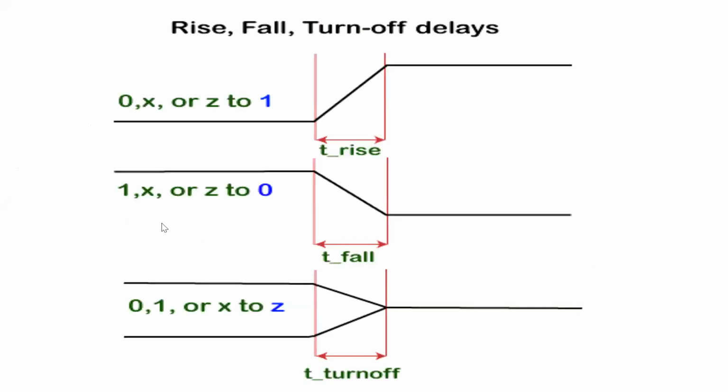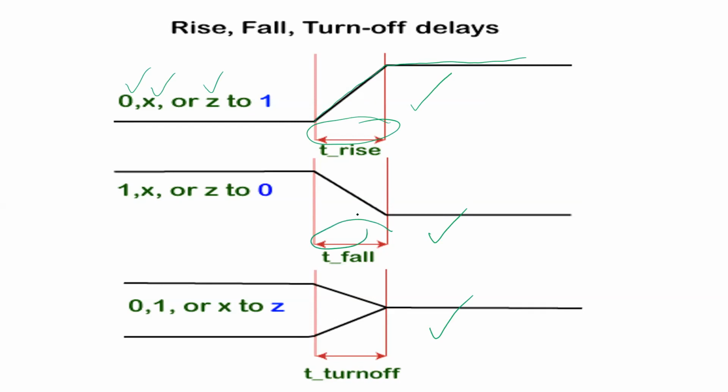See, here are the pictures representing each delay. This is the rise delay, this is the fall delay, and this is the turn off delay. Rise delay means from 0 or X or Z to 1. Here is the 0 or X or Z, and from this it reaches 1 here. This is the amount of time required to fully rise to 1, and this is the amount of time to fully fall to 0.